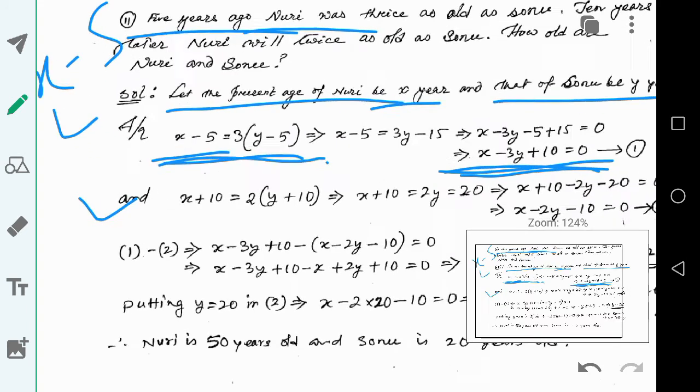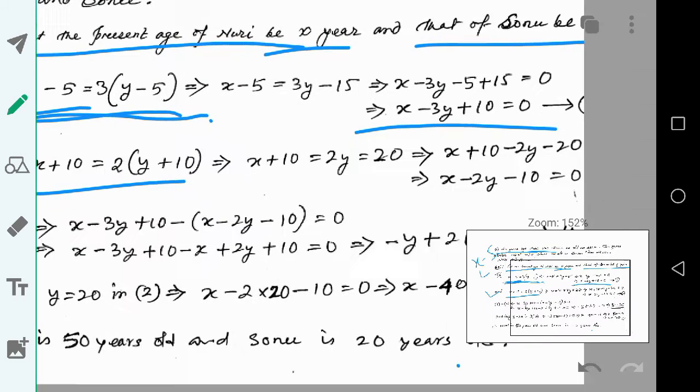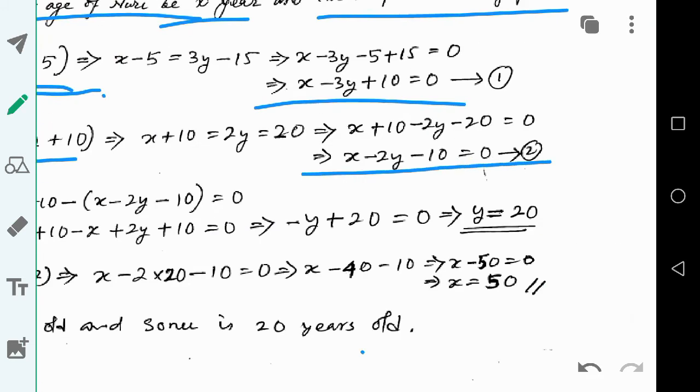Then 10 years later, if Nuri is now x years, after 10 years she will be x plus 10, and Sonu will be y plus 10. According to the question, 10 years later Nuri will be twice as old as Sonu, so that's why 2 is there. Now if you simplify this, you will get these equations. Here you see, this is x, this is also x. If you subtract these two equations, x will be cancelled.